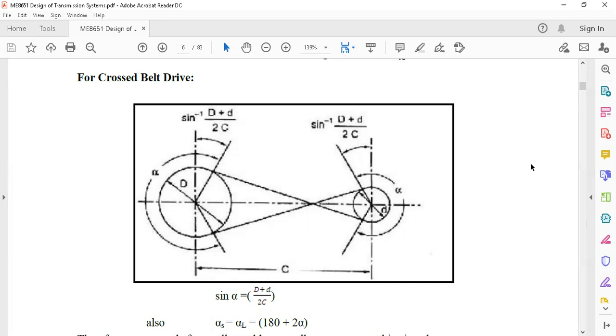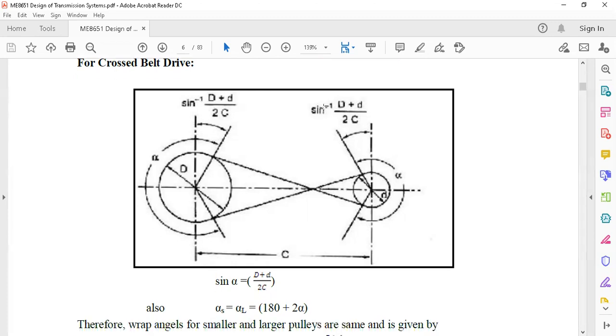And the second one is for crossed belt drives. In crossed belt drives we consider the arc of contact, alpha s and alpha l, where sine alpha is equal to (D plus d) divided by 2C. From this equation, alpha is equal to sine inverse of (D plus d) divided by 2C. But in the open belt drive, it is (D minus d) divided by 2C. For crossed belt drives, alpha is equal to sine inverse of (D plus d) divided by 2C.